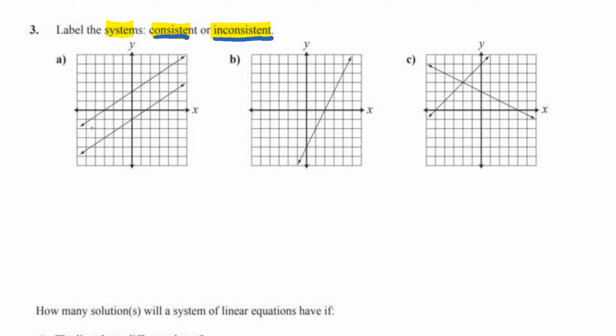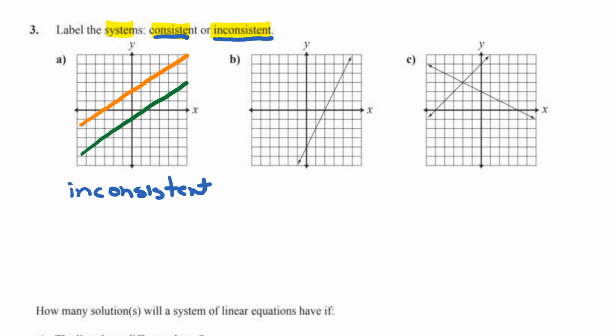So for question 3a, there's two lines, one in orange and one in green. Notice that the two lines don't intersect, so we call this an inconsistent situation here. So this is inconsistent because the lines don't intersect. Now let me just move on to letter C here.